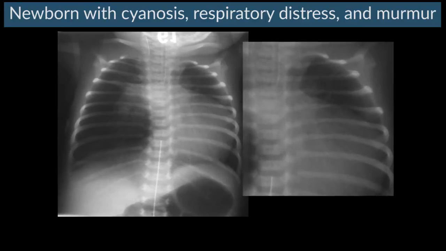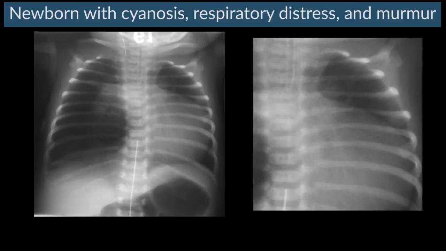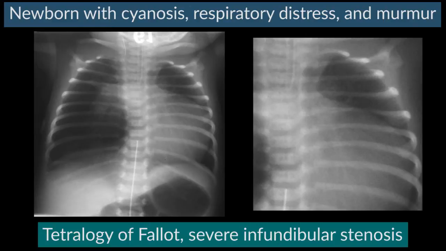An enlargement of the left hemithorax shows you that there are hardly any blood vessels that can be seen in the left lung. This is the result of a child that has tetralogy of Fallot with severe infundibular narrowing and decreased pulmonary vascularity.